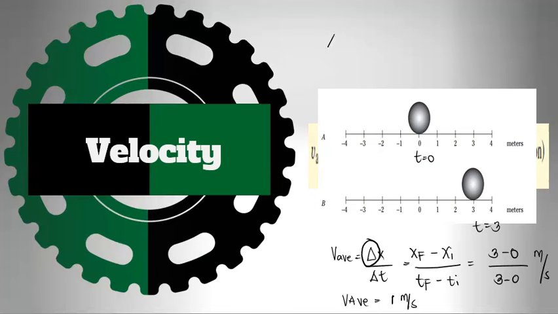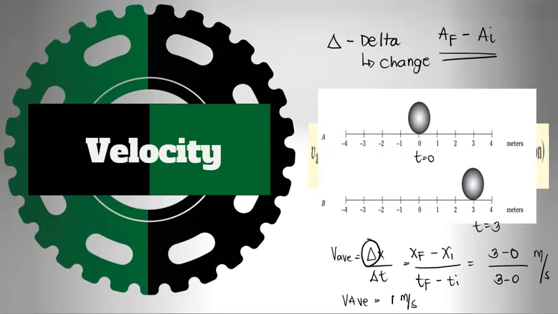We have here this Greek symbol. This is what we call delta. Delta means change. So when you see delta, it is the final quantity minus the initial quantity.